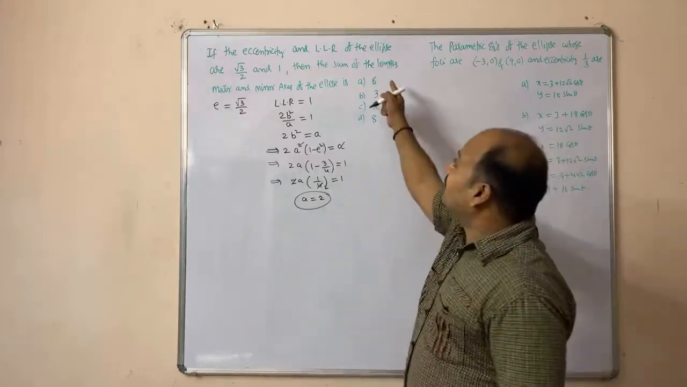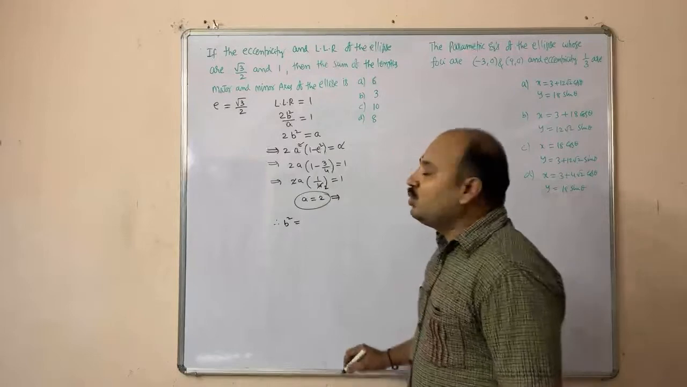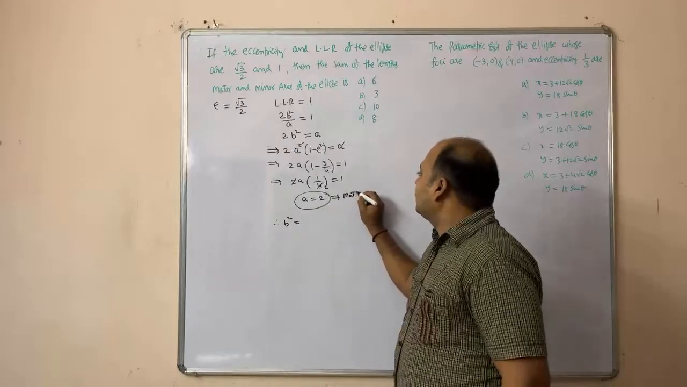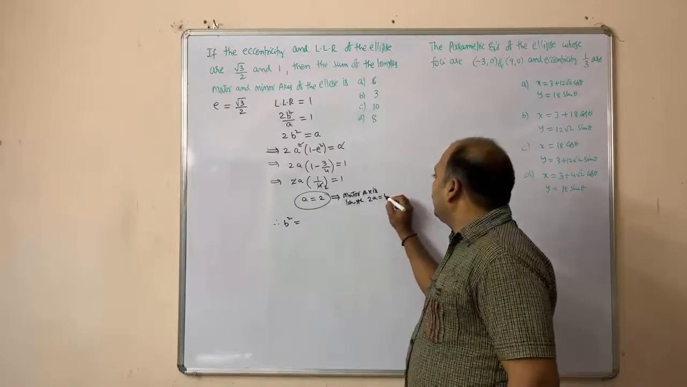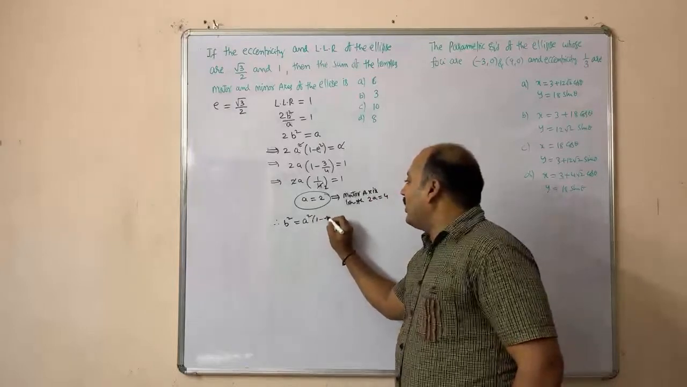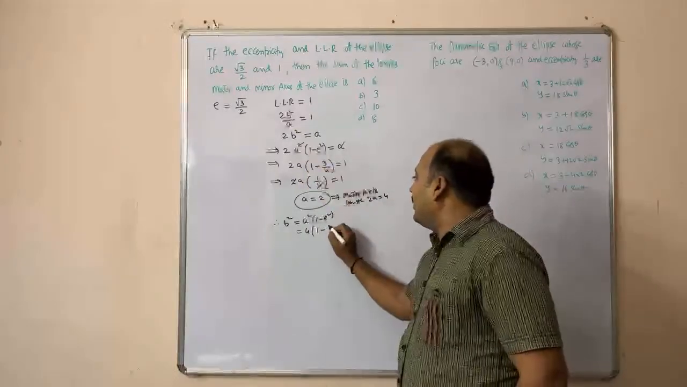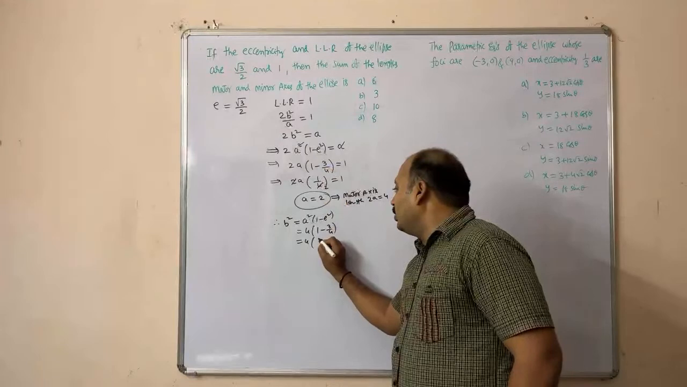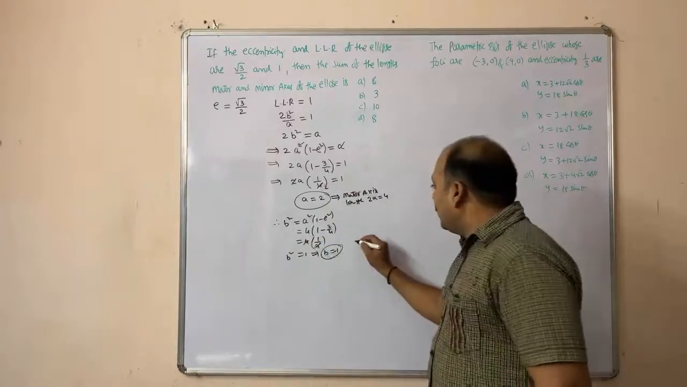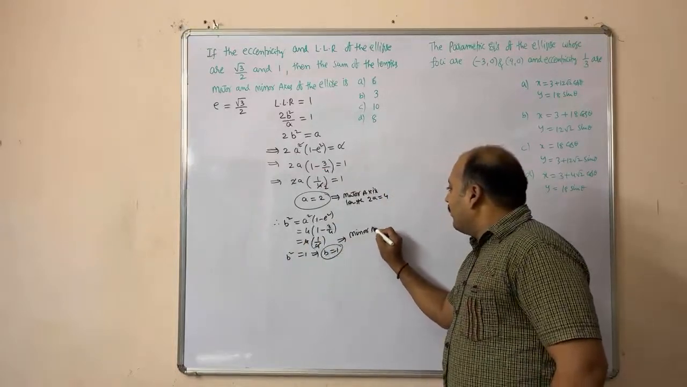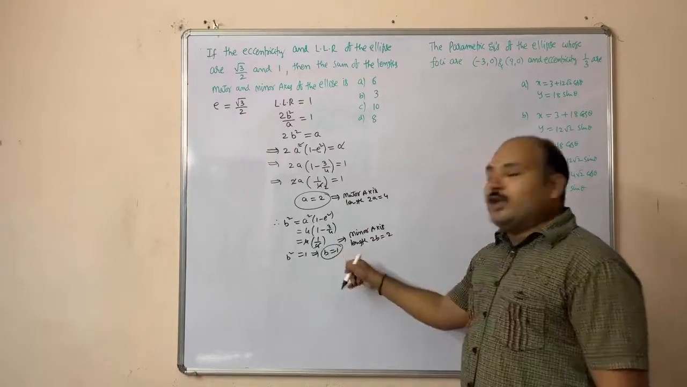What they are asking? Length of minor and major axis. So b square value calculate immediately. a is equal to 2. Length of major axis, so 2a is equal to 4. b square equal to a square into 1 minus e square only, no? a square means 4. 1 minus e square value we got it here, 1/4. So 4 into 1/4, 4 gets cancelled, b square value 1. So b value is obviously 1. So length of minor axis, 2b equal to 2 into 1, that is 2.